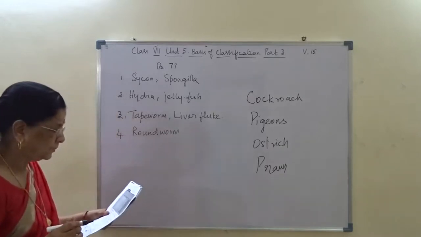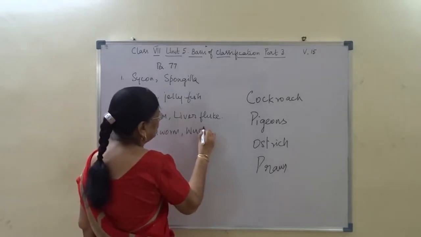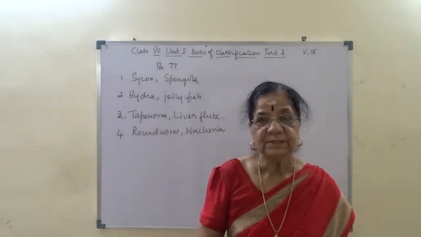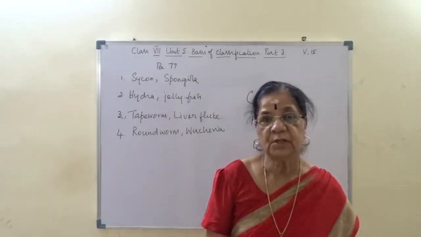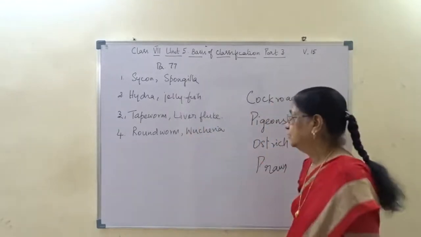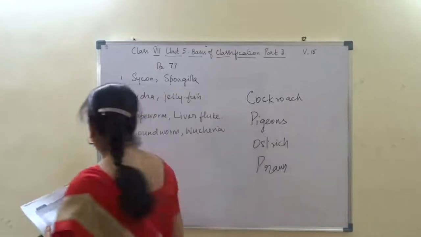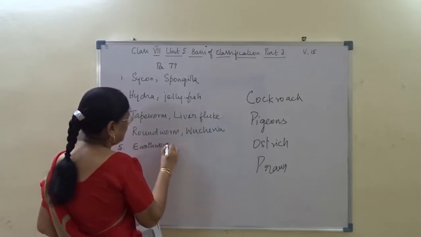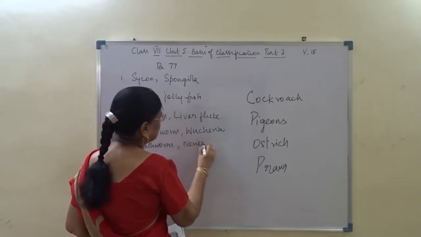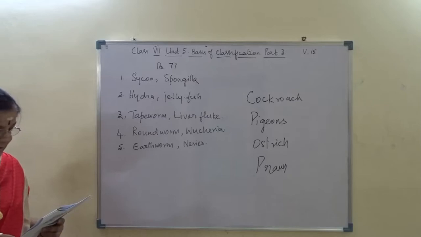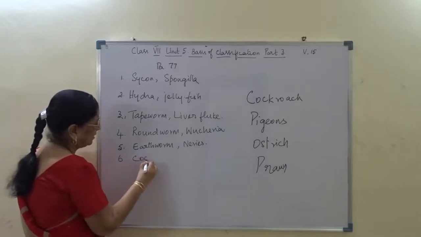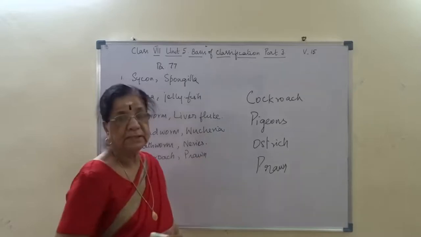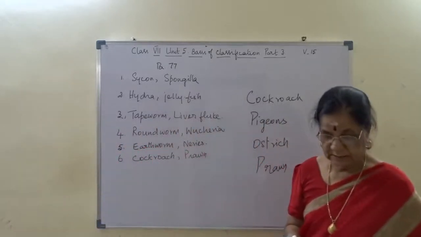Fourth one, roundworm and Wuchereria. Wuchereria causes the disease elephantiasis, where the legs become swollen like an elephant's. So, roundworm and Wuchereria. Then fifth one, phylum Annelida: earthworm and Nereis. Then sixth one, phylum Arthropoda: cockroach and prawn. Prawn or crab, the same variety.